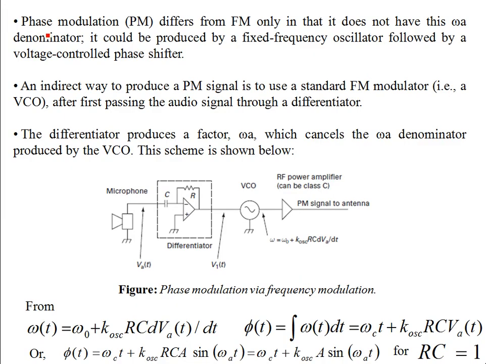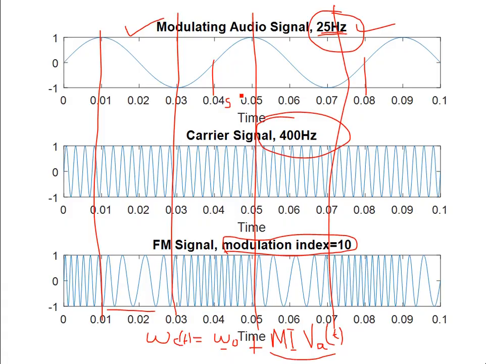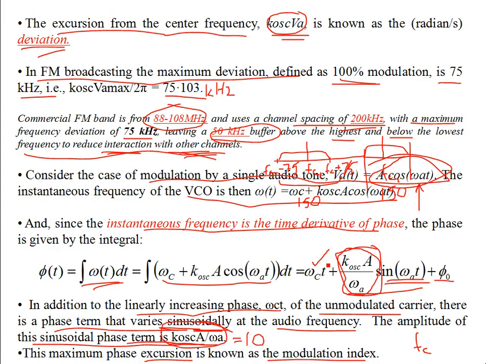Now, as we talked about the phase modulation scheme earlier, phase modulation differs from FM only in that it does not have this omega A in the denominator. Where did this omega A in the denominator come from? We have seen this before. It occurs because of the integration. We integrated this, and the omega A that came down into the denominator is due to the integration.